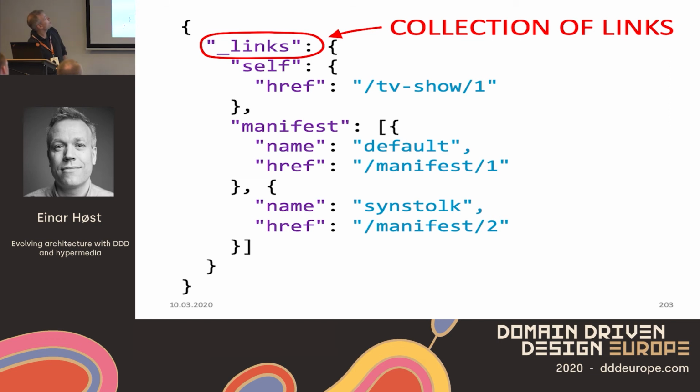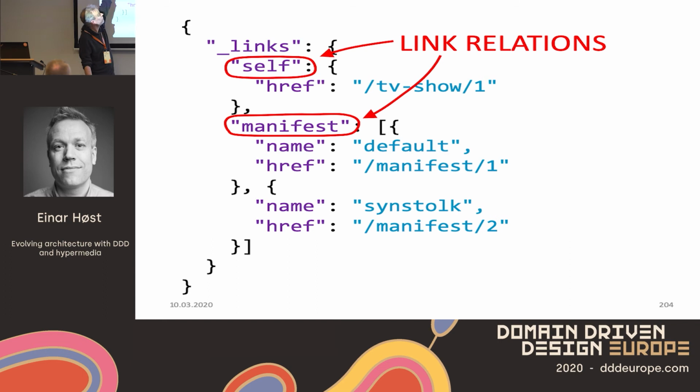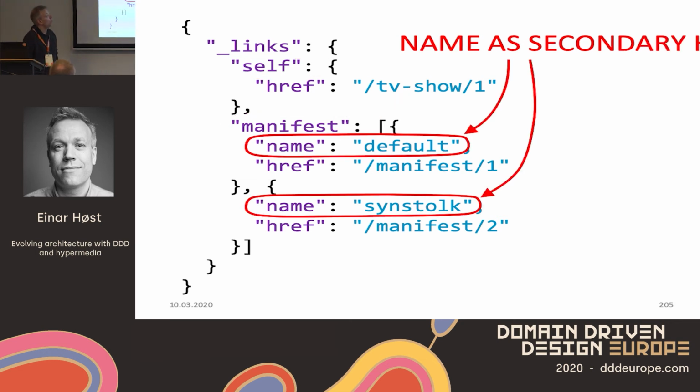It's a different example. Here you have the link collection, you have the link relations, you have the self pointing back to itself, and you also have these playback manifests. And in HAL you can have either one link or you can have an array of links. That's fine as well. When you have an array of links, you can differentiate using name as a secondary key. In this case, this is the default manifest. This is one of the accessibility versions that we offer to the clients.